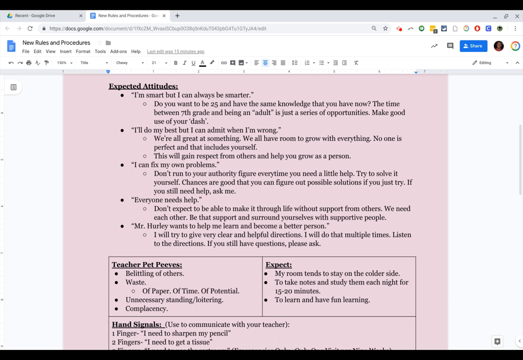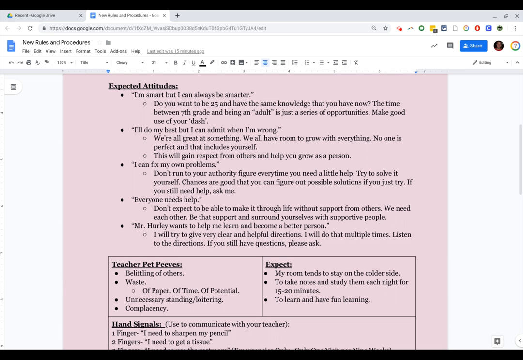I can fix my own problems. Now, if your finger has fallen off, you probably can't fix that. If you have a severe medical incident, you probably can't fix that. If your house is on fire, your water hose is probably not going to help you. But for the most part, most of the problems that I hear from middle schoolers, and sometimes people in general, you can fix yourself. So don't run to an authority figure every time you need just a little bit of help. Try to solve it yourself.